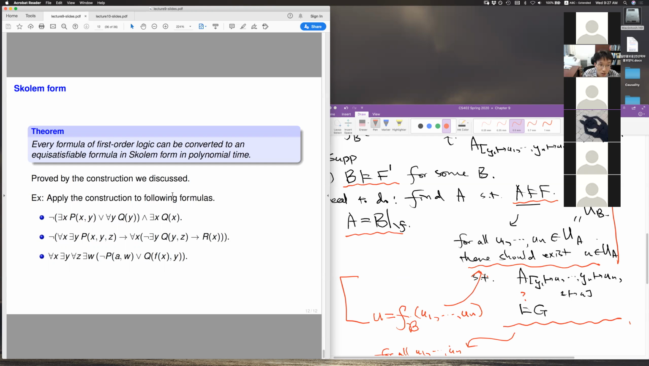Although I stated it as a theorem, really the key is the proof, and there's an important aspect: the theorem is an algorithm. So apply the algorithm kind of implicitly stated by this theorem to these three examples and convert them into equisatisfiable Skolem form. Okay, so I will give you about 5 minutes to do so.